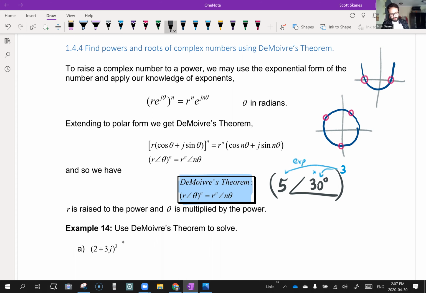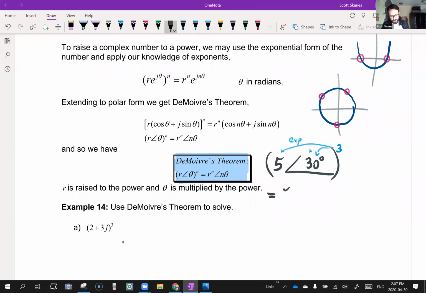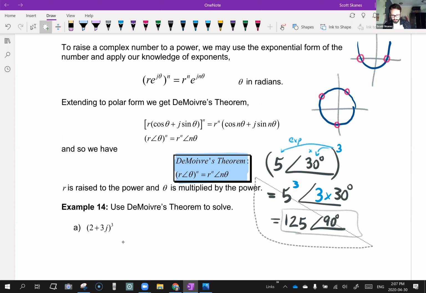Or in a little clearer way, let me show you. It's 5 to the power of that 3. And then inside here, it's not a power. It's one step easier than a power, which is multiply. So it's 3 multiplied by 30. All right? That's a long way of explaining this question, but I wanted to make sure it's clear. So 5 cubed is 125. And then 3 times 30 degrees is 90 degrees. And then we're finished. So that would be the answer to this little example that I just made up.